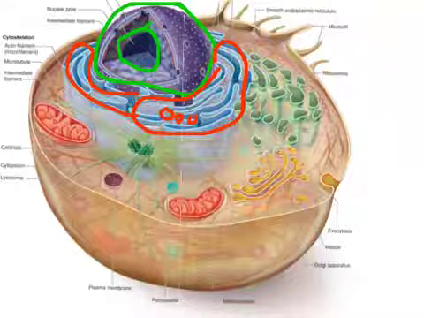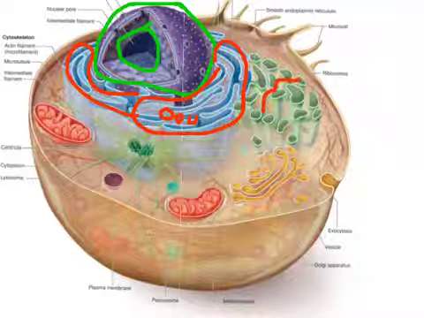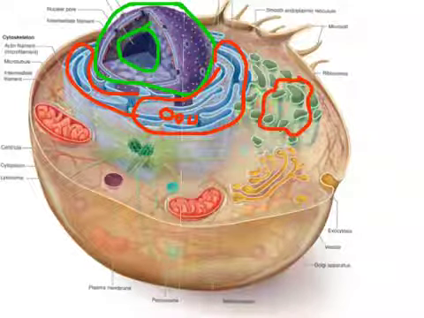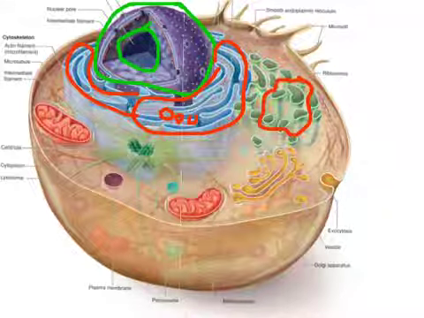Next, we have the smooth endoplasmic reticulum. A lot of lipid manufacture and stuff, hormones, etc., happens in the smooth endoplasmic reticulum. You'll find the smooth ER farther out from the nucleus than the rough ER. We're not going to go into too much detail right there.